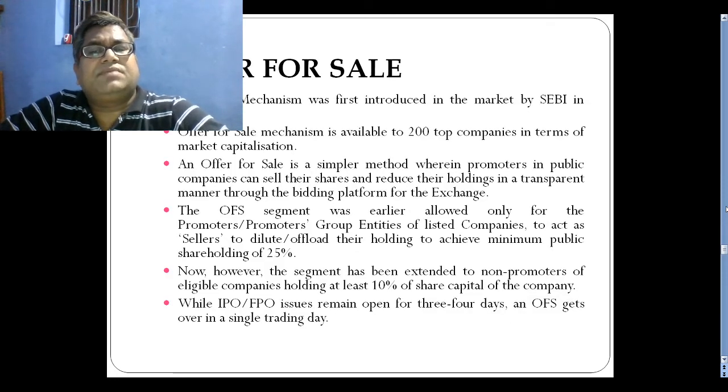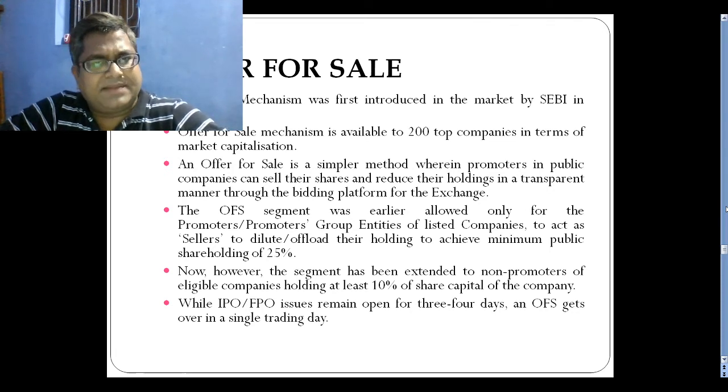These are some of the methods. The first one is called a public issue. The second one is called a rights issue. The third one is called a bonus issue or bonus share. The fourth one is called a private placement. The fifth one is brought out deals. And the sixth one is the offer for sale.